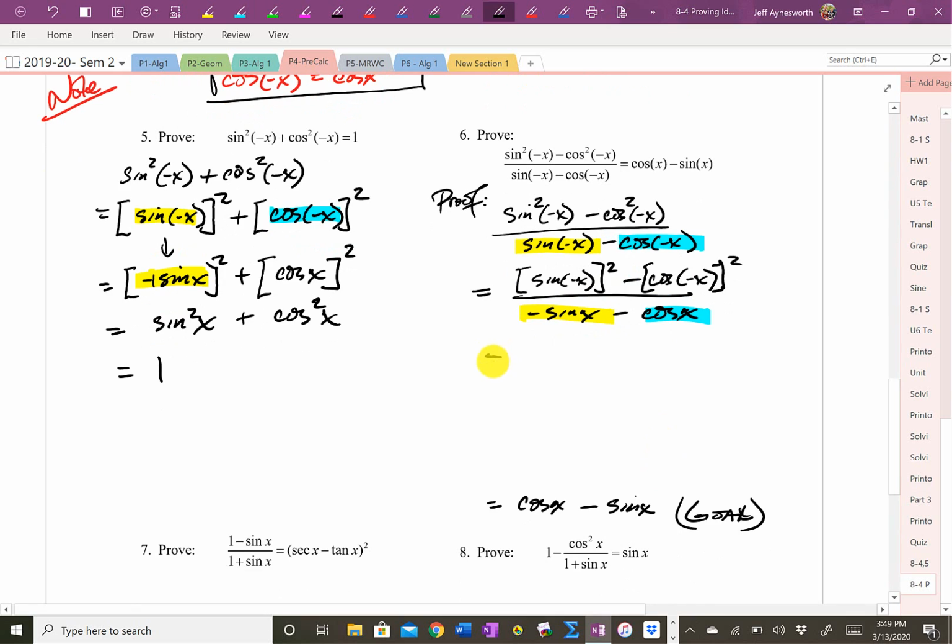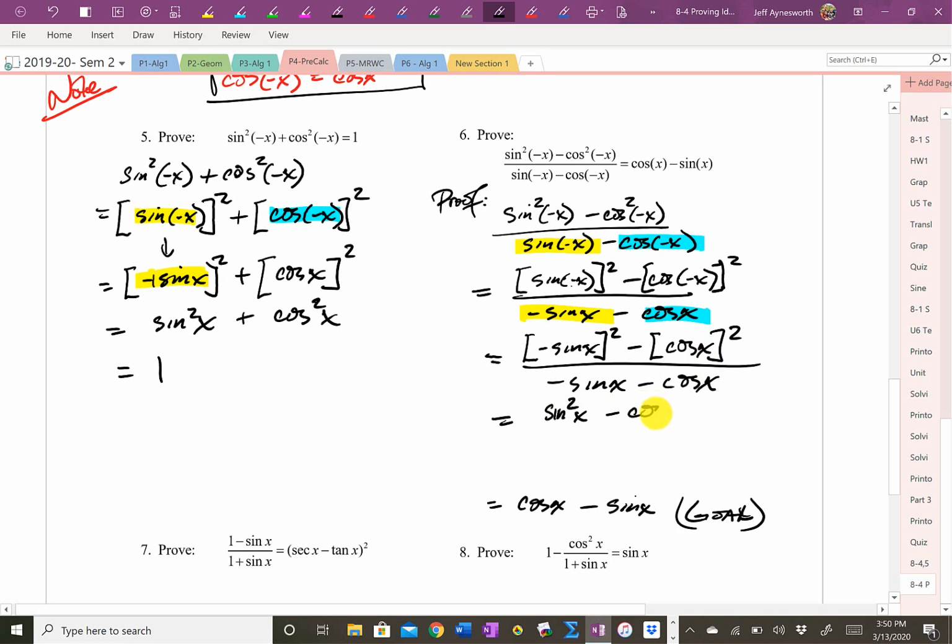And now you simplify. I've got to do the same thing up here, so I'm not done yet. I've got to replace sine of negative x with negative sine x. I've got to replace cosine of negative x with cosine of x. And then I already simplified the denominator, so I'm just going to rewrite it. And now I'm going to square it. When you square this, you get sine squared x, excuse me, and squaring cosine, you get cosine squared x.